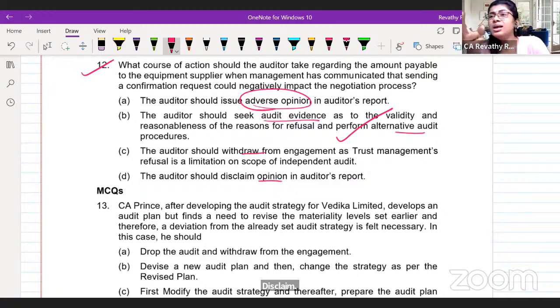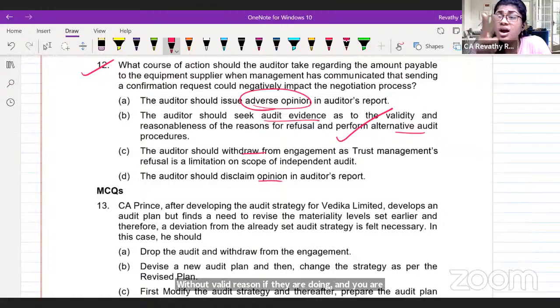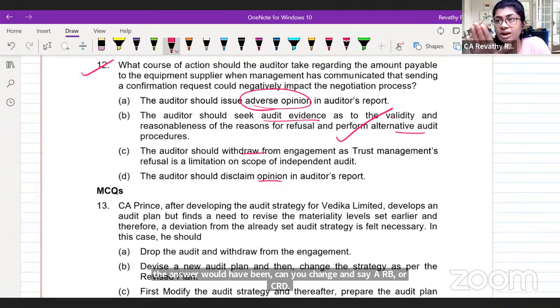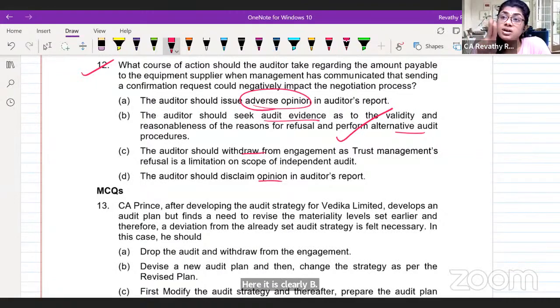Answer is B. And if there is an unreasonable case, without valid reason, and you are unable to perform alternative procedures, then the answer would have been different. Here it is clearly B, since there is a valid cause. If there is an unreasonable refusal and management did not allow, it's like you did not get evidence. You will give a qualification or disclaimer. So here they give disclaimer. I mean, if the question was like that. I'm saying a hypothetical case.